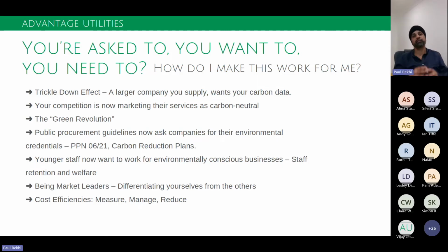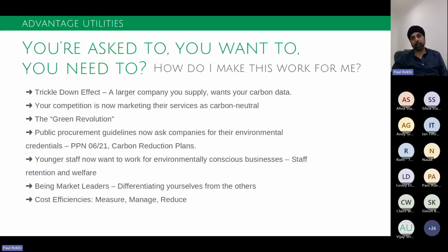So smaller organizations are now being asked to start to account for their carbon footprint, and that's where a lot of the problem lies. There's a lot of small SMEs that don't have the resource, and they don't have the internal skills to start these plans. So that's the first type of business, and I'm seeing a lot of that right now.